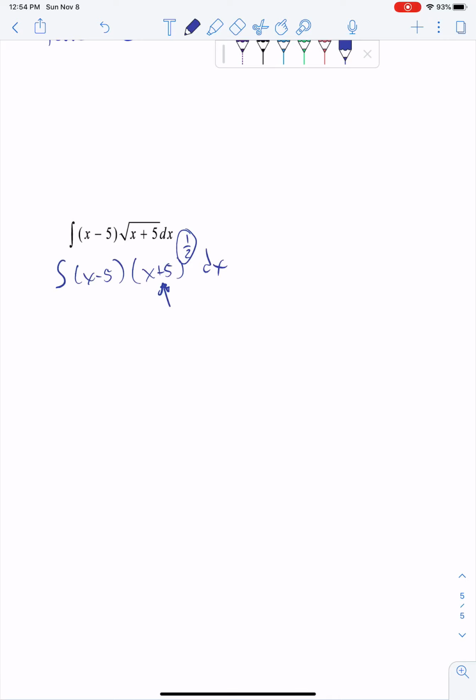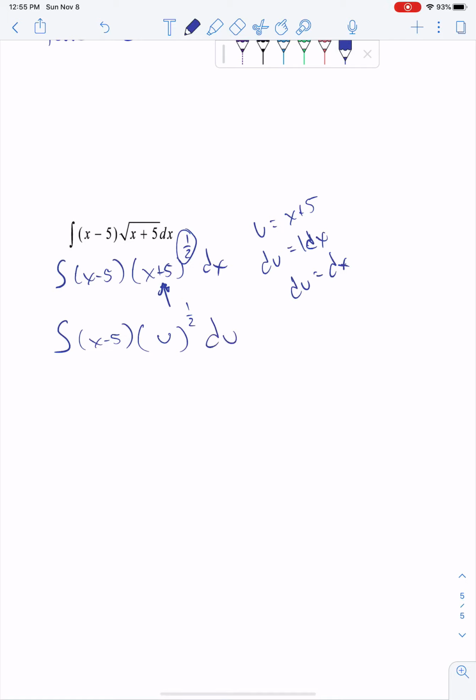So I'm going to make u equal x plus 5, which means that du is going to equal 1 dx, which is kind of cool because that means that du just equals dx. They're the same thing. So when I go to plug that in, look at what's going to happen. I'm going to get the integral x minus 5, and then instead of x plus 5, I get a u to the 1/2, and instead of a dx, I get a du. Now, before I integrate, I have a problem.